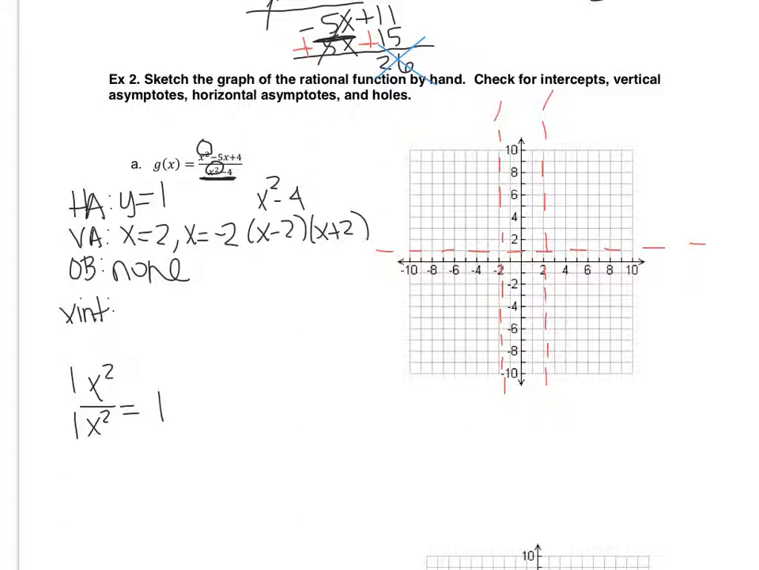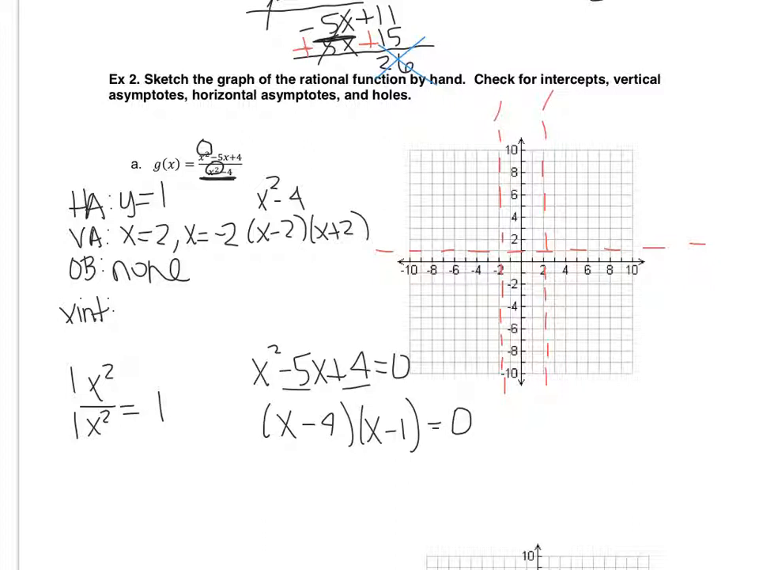But now I'm going to find my x-intercepts so that I can graph this. So if you look, I'm going to factor the top because that is going to give me my x-intercepts. Set it equal to 0. X, my factors of 4 that add to -5. So -4 and -1. So I've got 2 x-intercepts at 4 and at 1. So x equals 4 and 1.